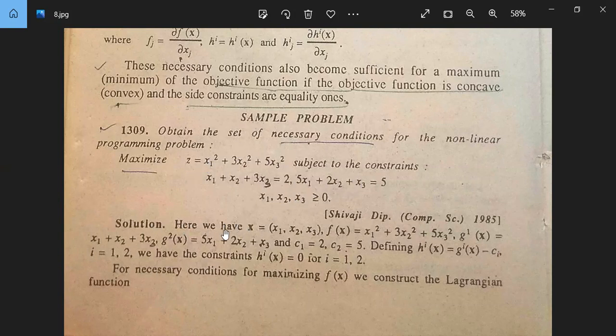देखिए, here we have x equal to (x1, x2, x3), f(x) is your x1 square plus 3x2 square plus 5x3 square. g1(x) is x1 plus x2 plus 3x3, and g2(x) is 5x1 plus 2x2 plus x3, and c1 is 2, c2 is 5. Now define hi(x) as gi(x) minus ci. हम लोग पहले कर रहे थे. For i equal to 1 to 2, we have the constraints hi(x) equal to 0. For necessary conditions for maximizing f(x), we construct the Lagrangian function.